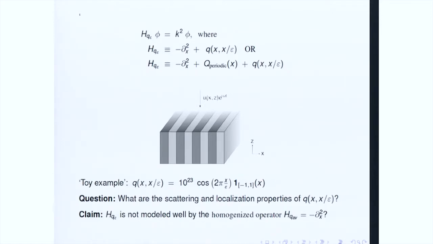We have a Schrodinger operator, Laplacian plus q of x and x over epsilon. Or more generally, Vincent will talk about the case where one has Laplacian plus a function globally periodic in x, and then this defect or microstructure, which is compactly supported in the slow variable and rapidly varying in the second variable.